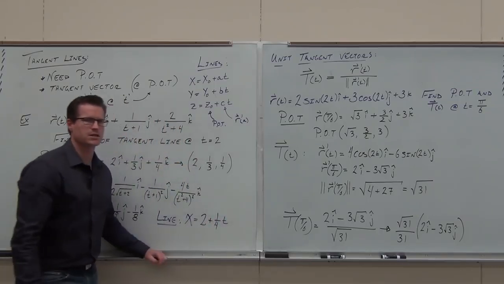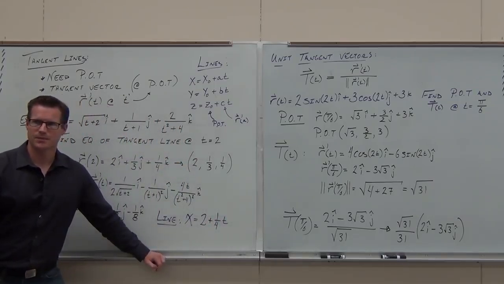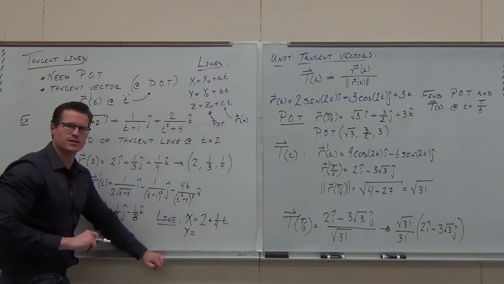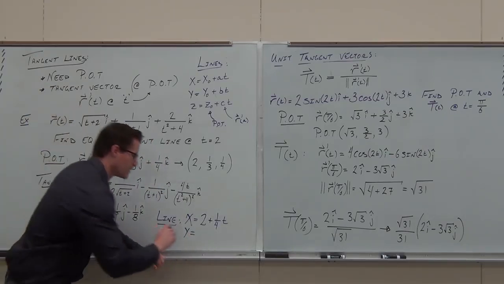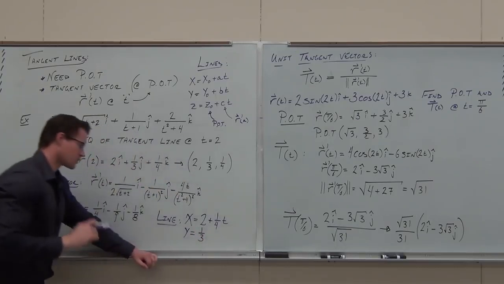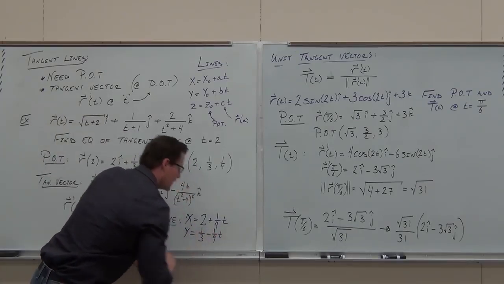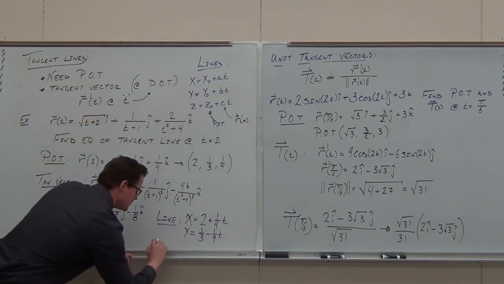Yeah, plus 1/4 t. You guys okay? Middle people, you get the next one. Give me the y coordinate of our line. What's it start with? 1/3. Beautiful. Plus or minus? Minus. Love it. 190. I'm running out of space, but we'll do z.